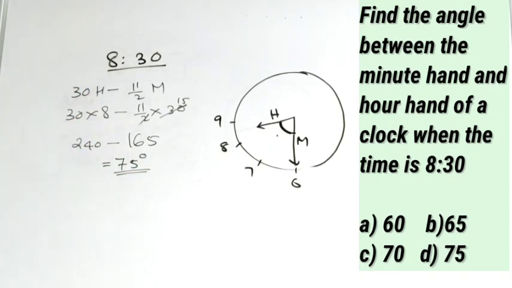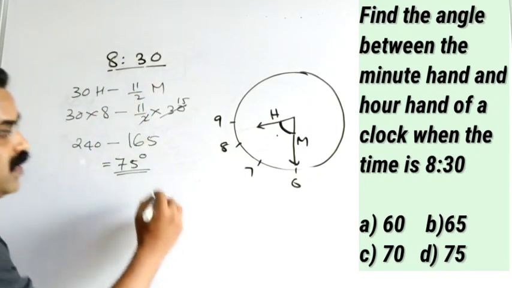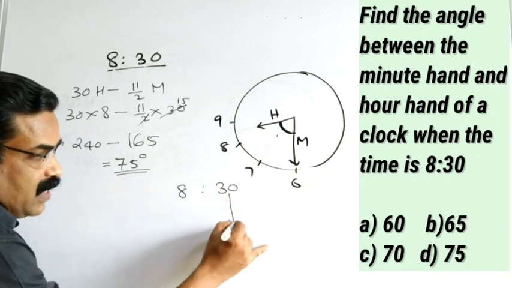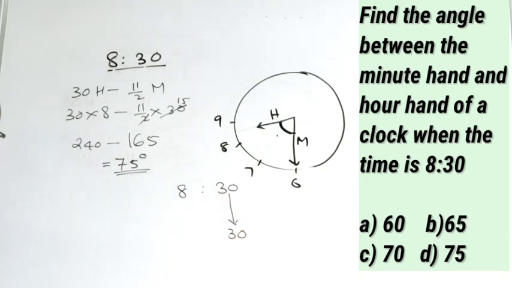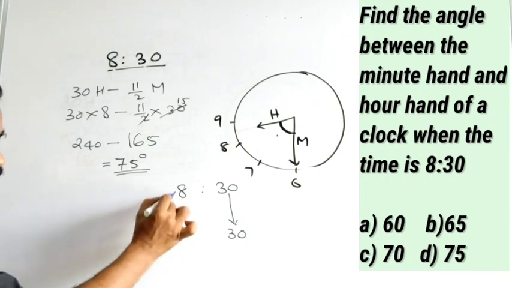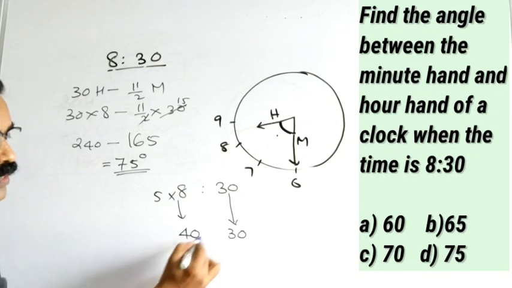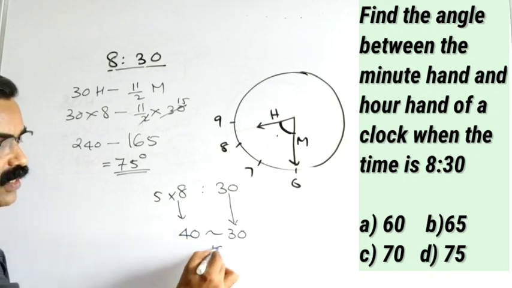Let us see whether the answer is correct or not using the second method. What is our second method? 8:30 is the time. So we will write this 30 as it is. 30 is 30 only. This 8 we will multiply by 5. We get 40. The difference between 30 and 40 is 10.